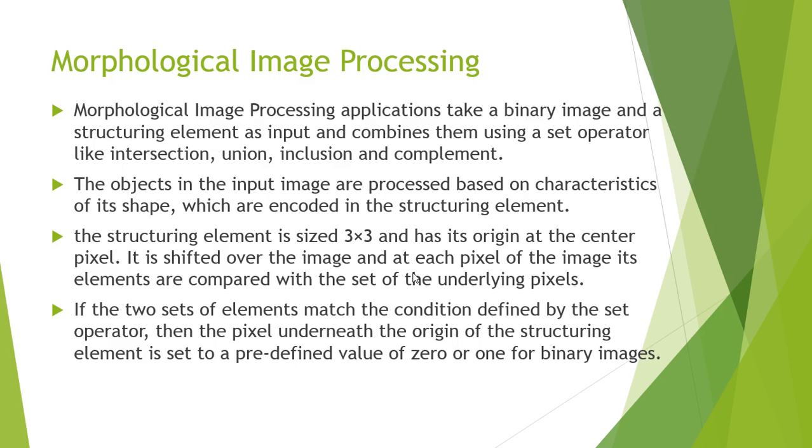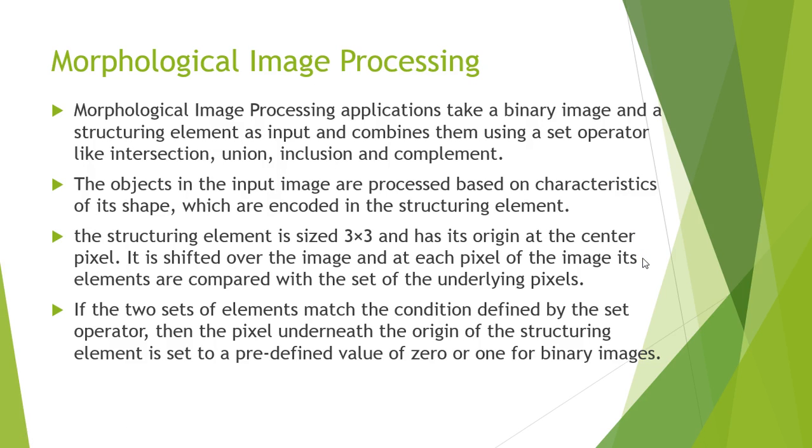So next, let's see morphological image processing. Morphological image processing applications take a binary image and a structuring element as input and combine them using a set operator like intersection, union, inclusion, and complement. The objects in the input image are processed based on the characteristics of their shape, which are encoded in the structuring element. The structuring element is a 3x3 matrix, and it has its origin in the center pixel.